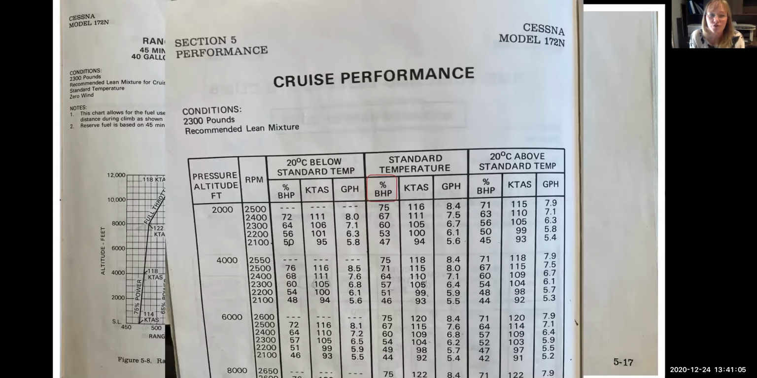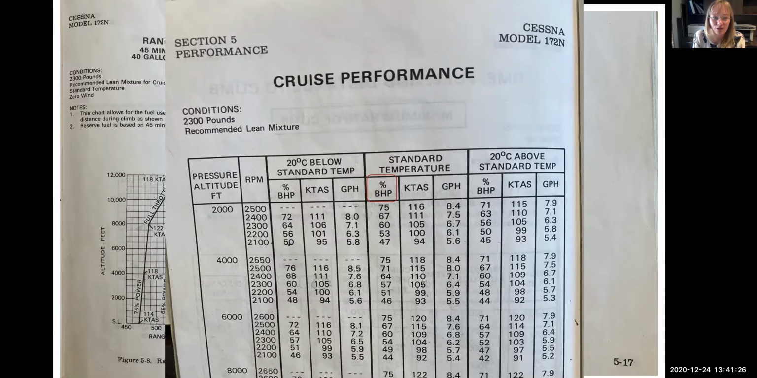So now the cruise performance charts, you're going to flip the page backwards one, and you're still in section 5, as you can see at the top of the page. We read through the conditions. We have gross weight, recommended lean mixture. They should know what that means by now, but then you get to tell them how to read the graph. Here is the percent brake horsepower column.